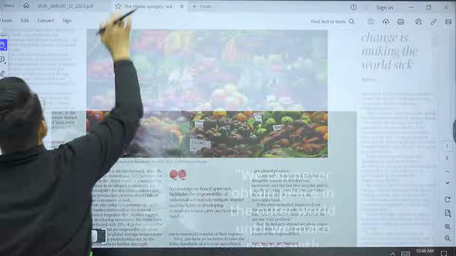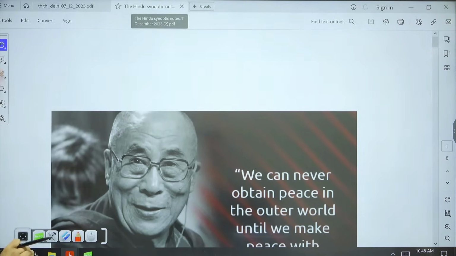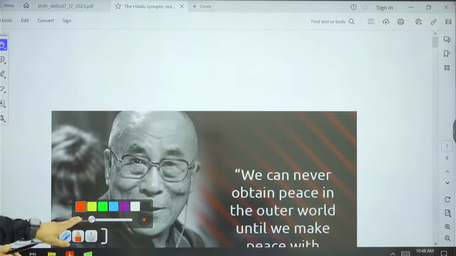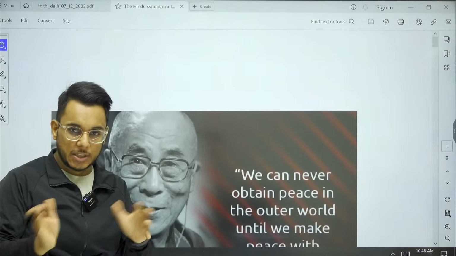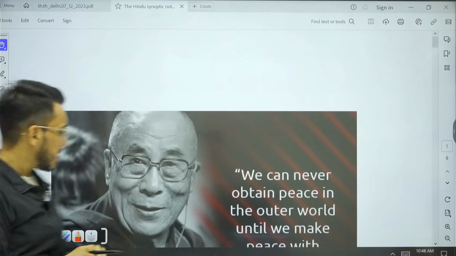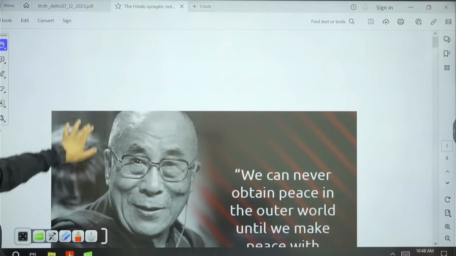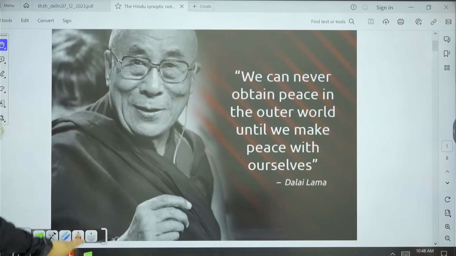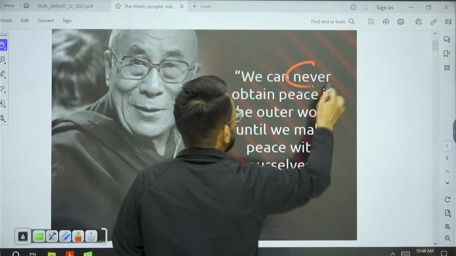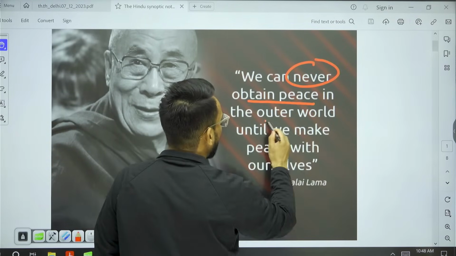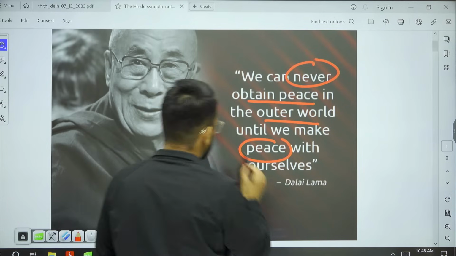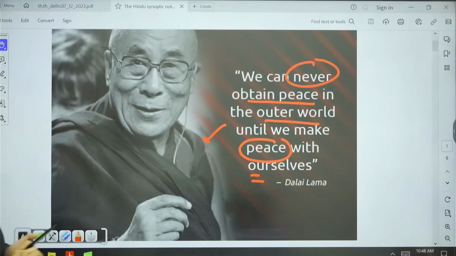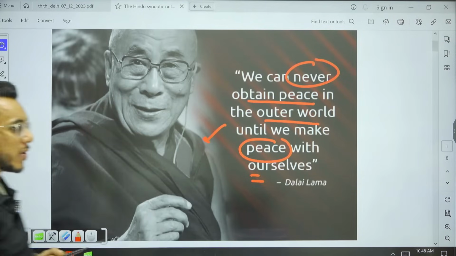Okay, so guys, every class we start with the GS quotation, and these GS quotations you can use to complement your answers in GS paper or in essay. So today we'll take a quotation from the Dalai Lama. The Dalai Lama says, we can never obtain peace in the outer world until we make peace with ourselves.